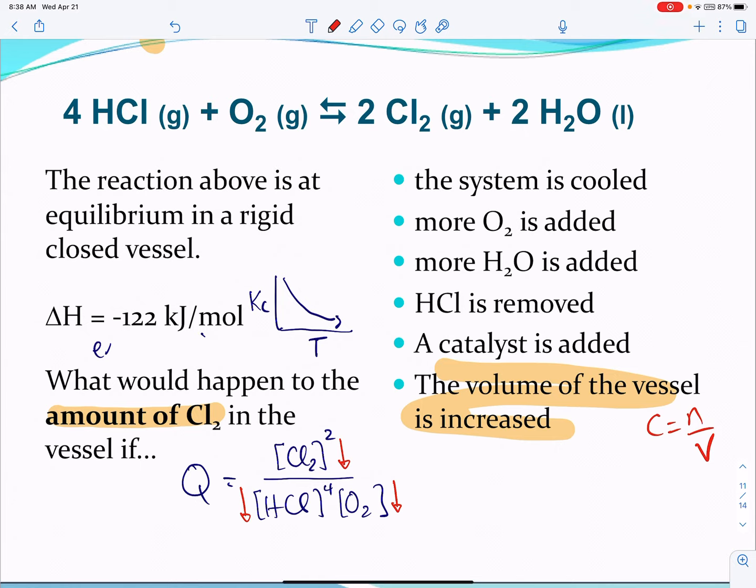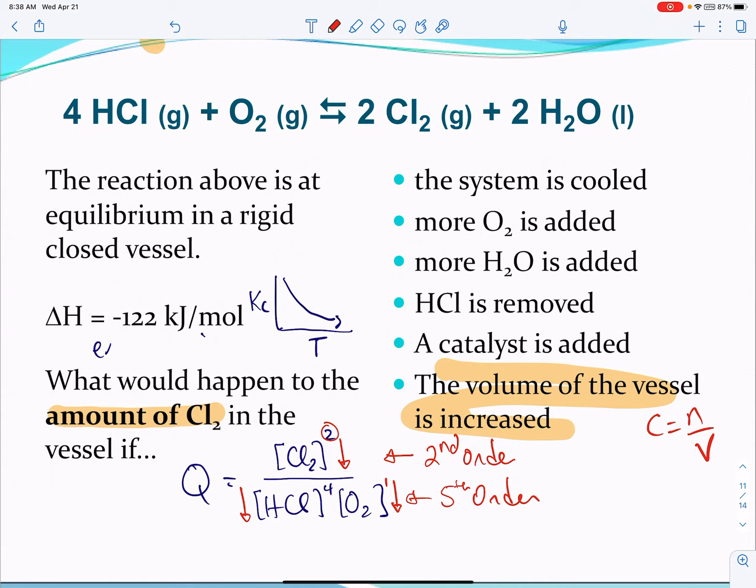Now looking at the expression for Q, Q is going to be affected here because the numerator, if you look at the exponent for chlorine, it's a 2, so the numerator is second order. The denominator, oxygen's exponent is a 1 and HCl is a 4, so 4 plus 1, that's fifth order.